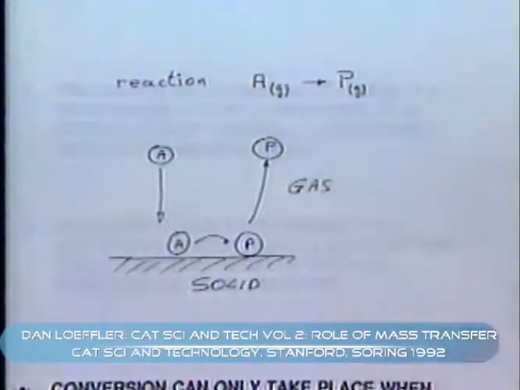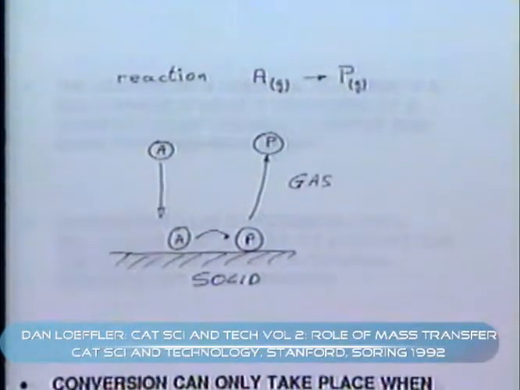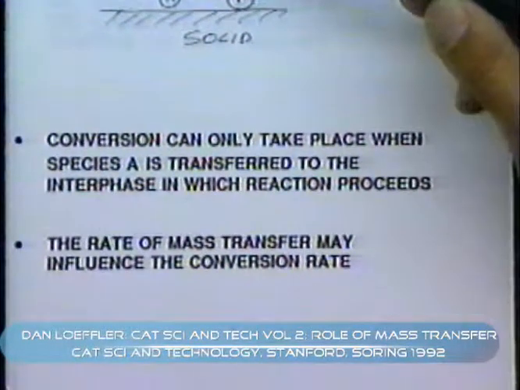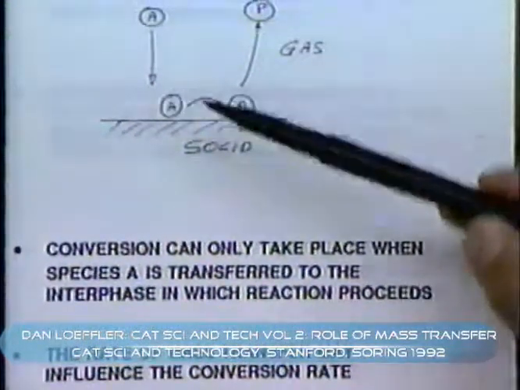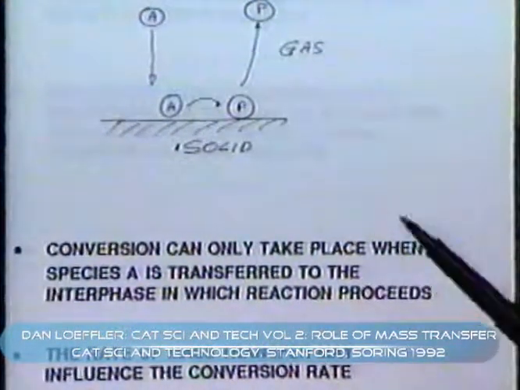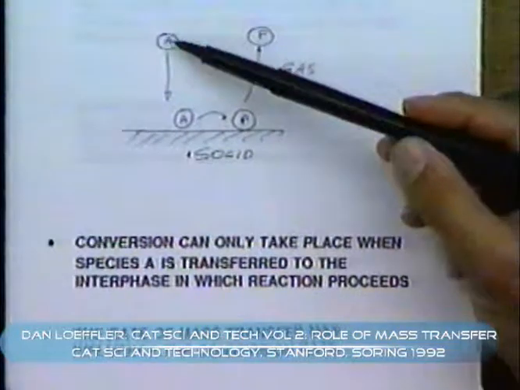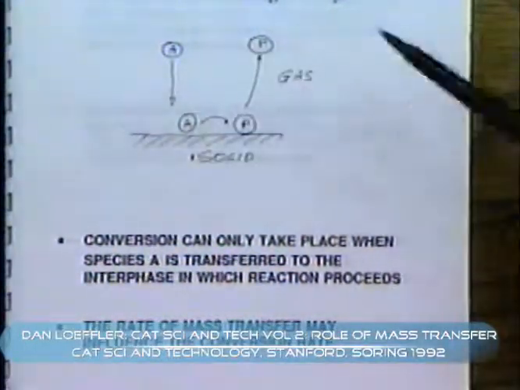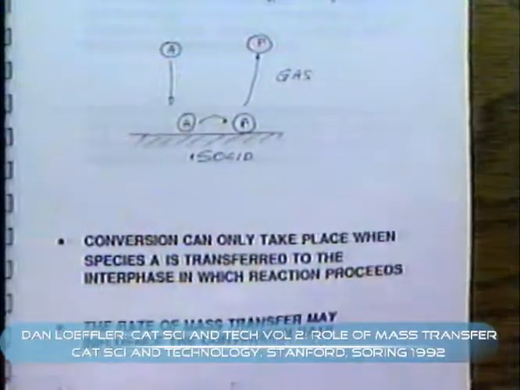phase as product P. Now, the conversion can only take place when species A is transferred to the interface where the reaction proceeds. And therefore, the rate of mass transfer from the bulk gas to the surface will influence the rate of conversion in the system.